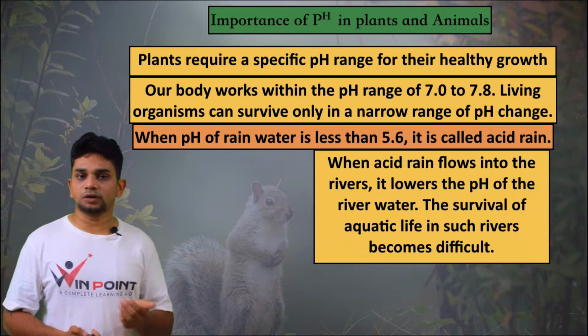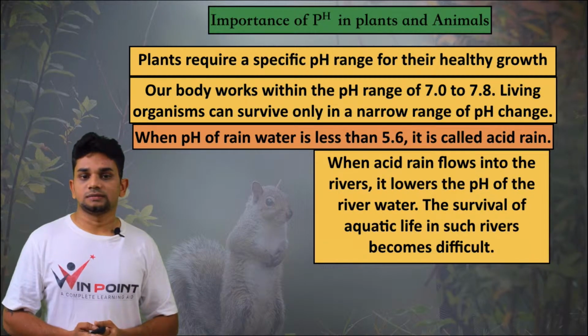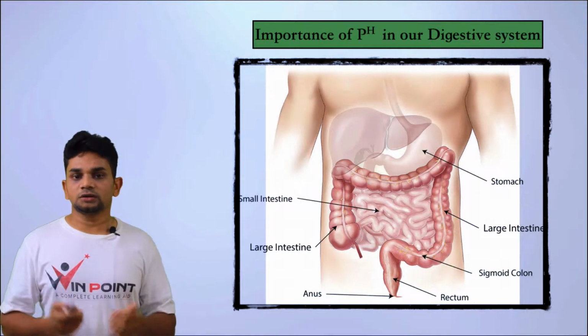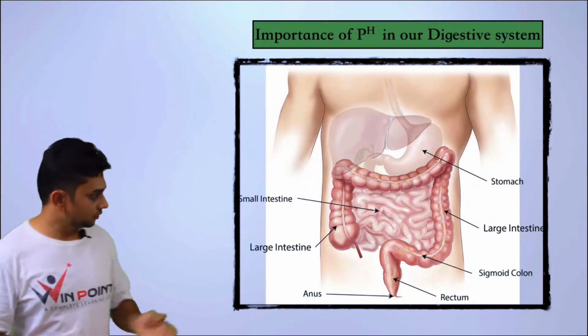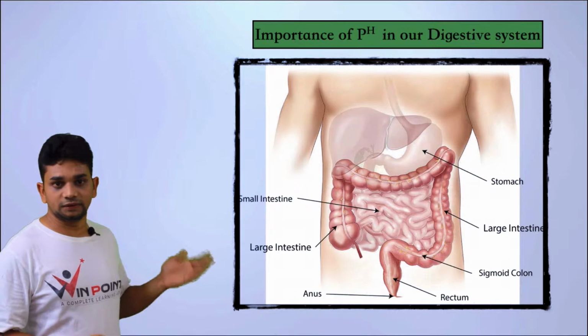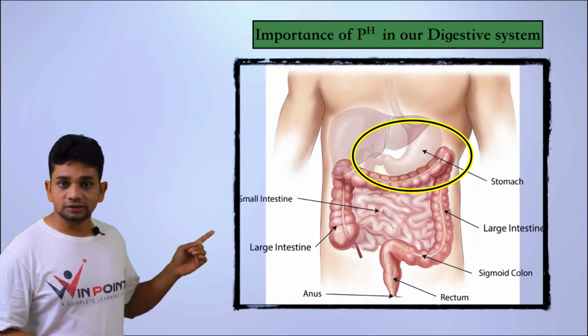So these are the importance of pH in plants. Now we can discuss the importance of pH in our digestive system. Here you can see the digestive system, right? It is the stomach.